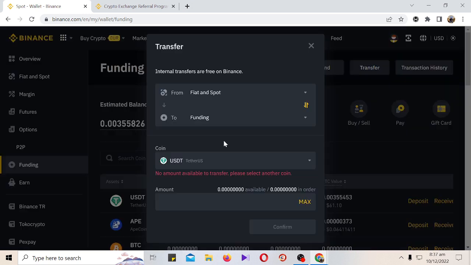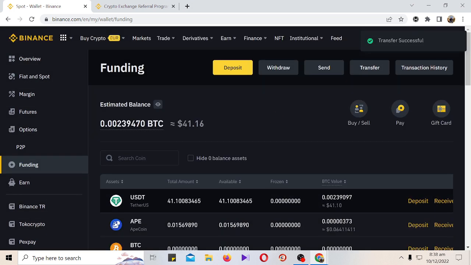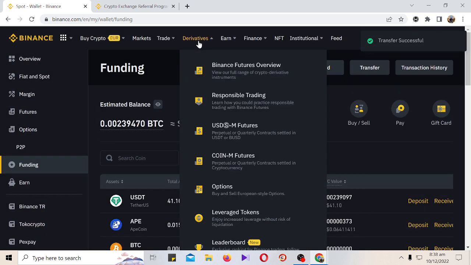I'll click on transfer here. Once I click on transfer, I'll make sure I switch these arrows, from funding to fiat. That means we are moving the money from our funding to our fiat. Then the next thing is let's enter our amount, $20. Then I'll click on confirm. Once I click on confirm, I'm going to go to my derivatives.